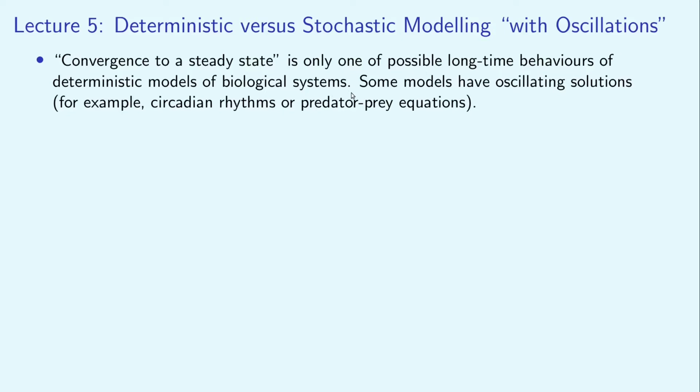For some other systems, we can also observe oscillating solutions. For example, circadian rhythms have a period that lasts approximately 24 hours. Circadian rhythms are internal processes that regulate the sleep-wake cycle in animals and plants. They are driven by a circadian clock, which is a biochemical oscillator. Another example of a model with oscillations include predator-prey equations, describing the dynamics of biological systems in which two species interact, one as a predator and the other as prey.